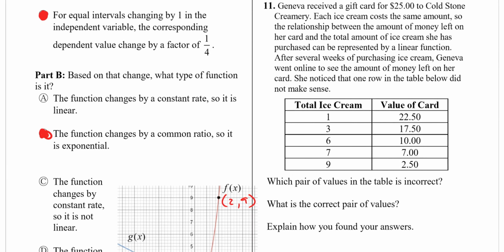11. Geneva received a gift card for $25 to Cold Stone Creamery. Each ice cream cost the same amount, so the relationship between the amount of money left on her card and the total amount of ice cream can be represented by a linear function. After several weeks of purchasing ice cream, Geneva went online to see the amount of money left on her card. She noticed that one row in the table did not make sense. Which pair of values in the table is incorrect?